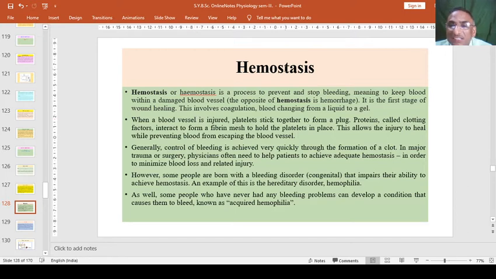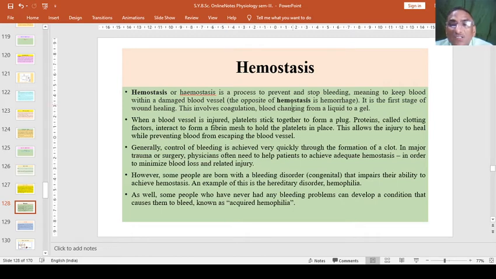Suppose accidentally there is an injury to the body. At the start the blood flows fast, and then this flow of blood slows down later on. It means that our body has a hemostasis mechanism that stops the bleeding by making a clot, or by making barriers with fibrinogen materials, and likewise the bleeding finally forms a clot and completely stops. So hemostasis means to keep the blood within a damaged blood vessel.